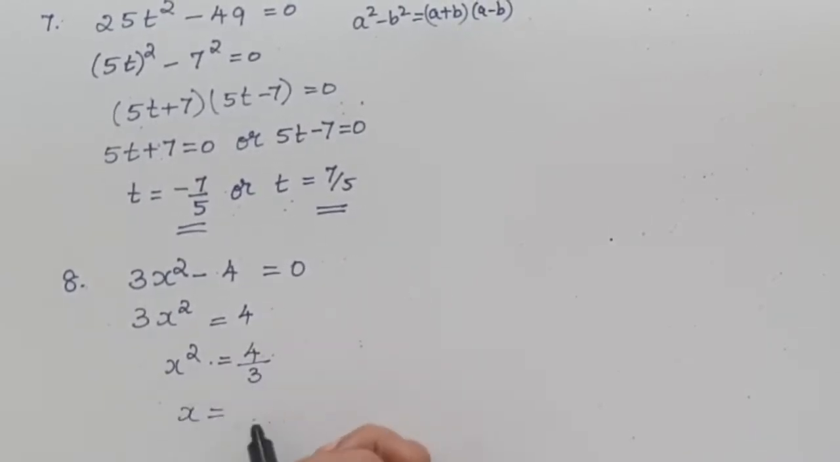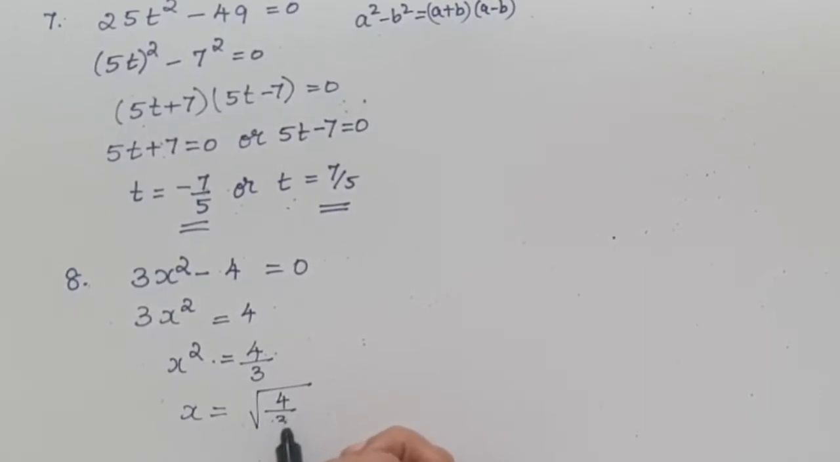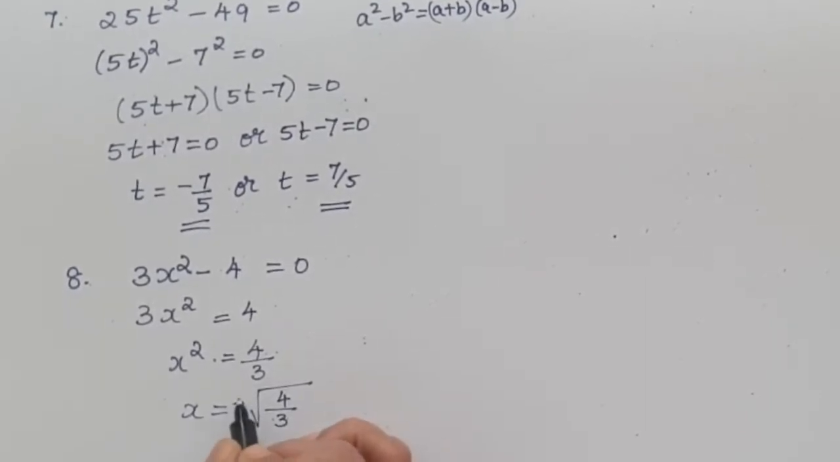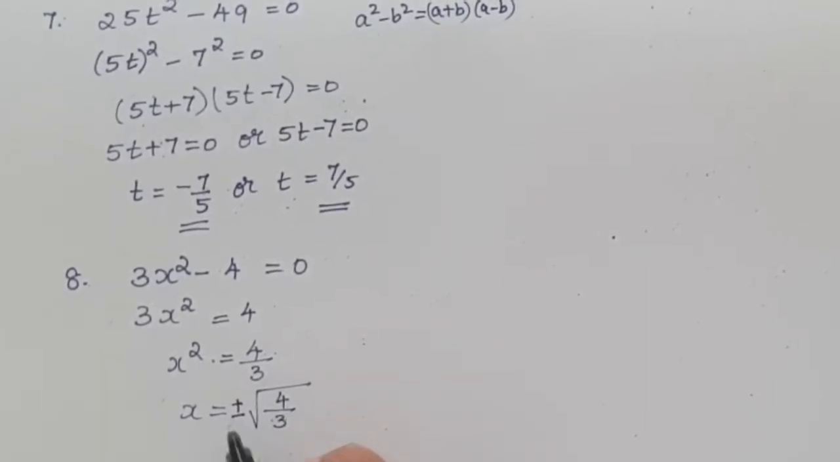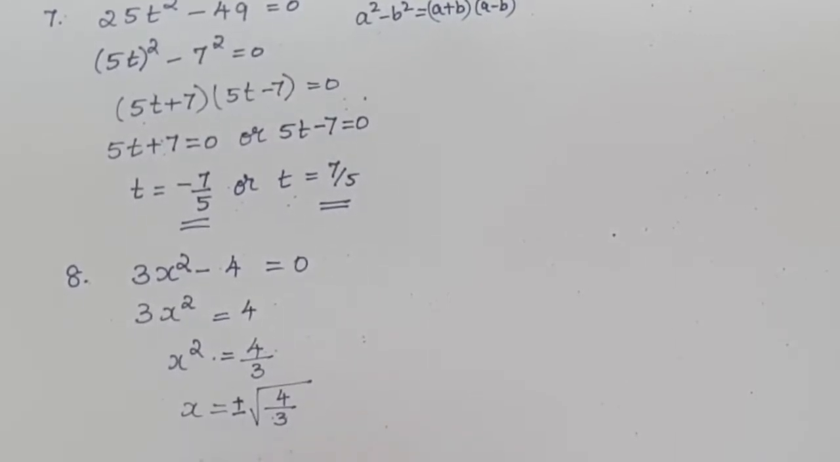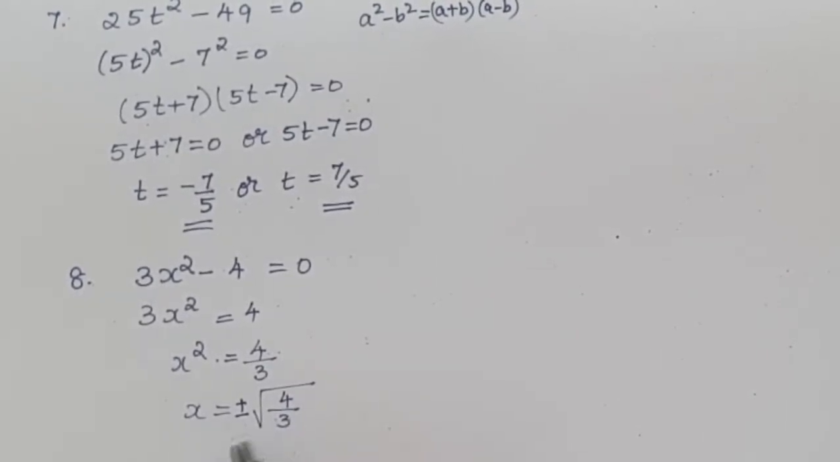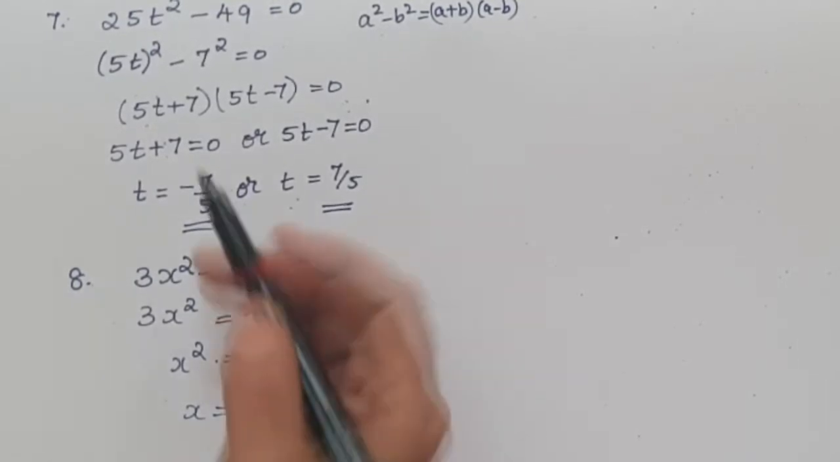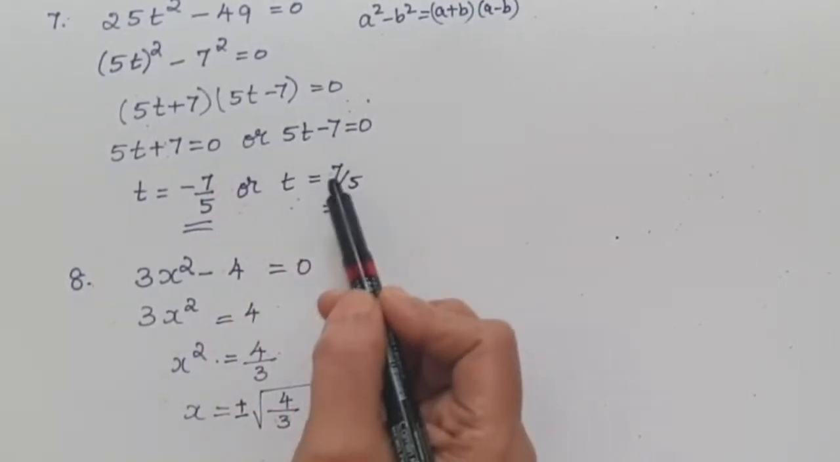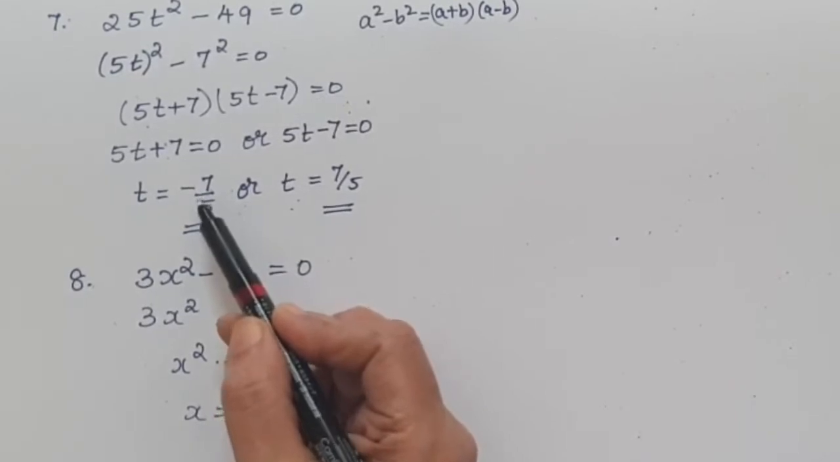So x will be equal to square root of 4 over 3. But when we write a square root, here we always have to remember that we need to write a plus or minus. Then only we will get your answer as correct. That is, x will be equal to plus square root of 4 over 3 and x will be equal to minus square root of 4 over 3. So two answers we get. Even in this case also, when you do it, you will be getting that. That is why here we have minus.